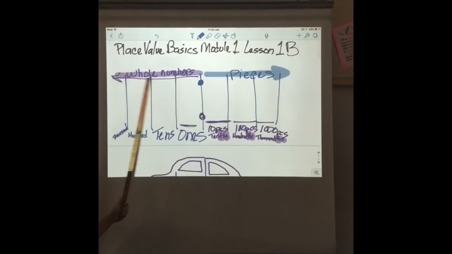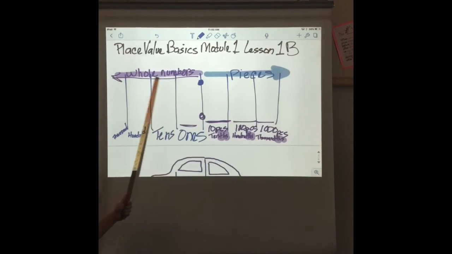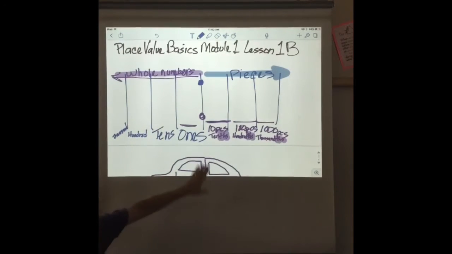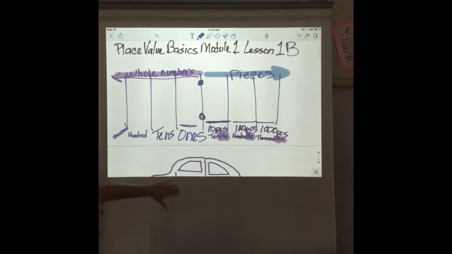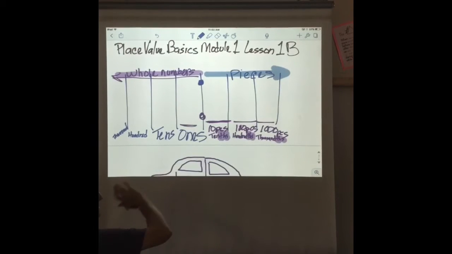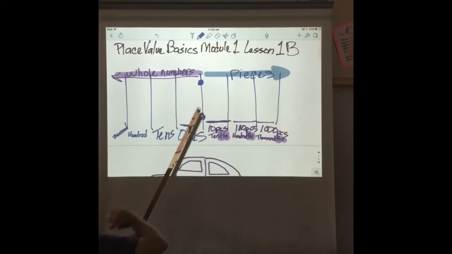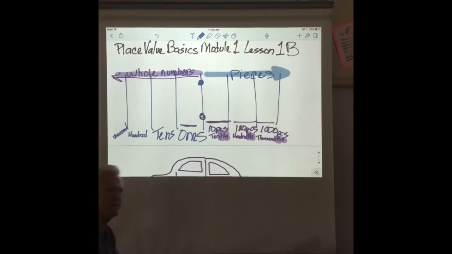If you notice up on top, here's our decimal. So everything to the left, and I want you to actually move your left arm and say everything to the left are whole numbers. And to the right, I want you to move your right arm now and say everything to the right of the decimal are pieces.